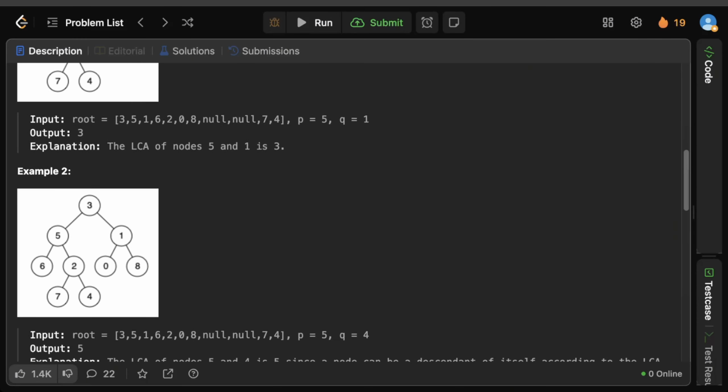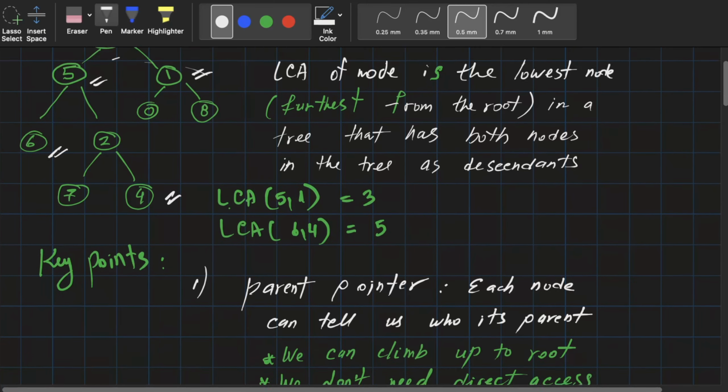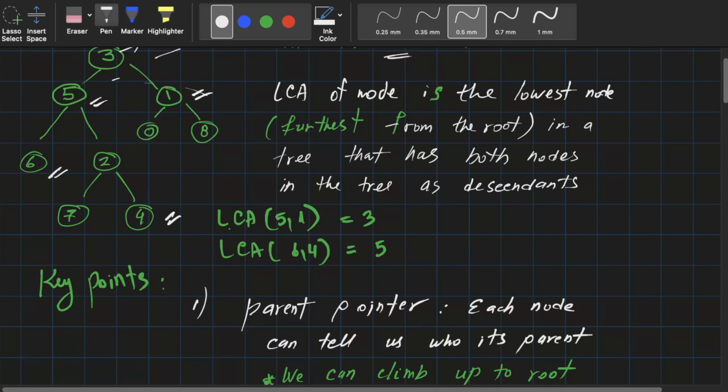So let's look at the problem. These are the nodes. We are given the tree, but only two nodes. This is the root, but we are not given the root. So what does LCA mean in the first place? LCA is the lowest node, or the furthest node from the root, that has both nodes in the tree as descendants.